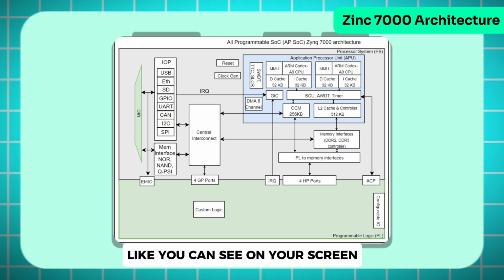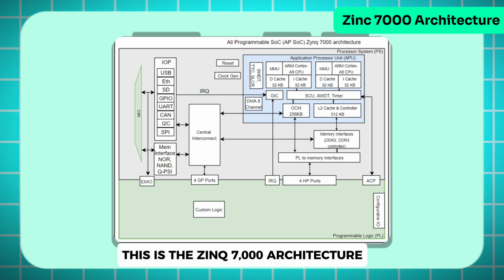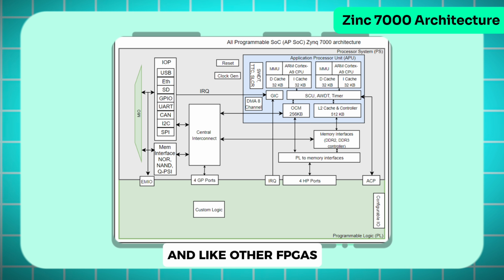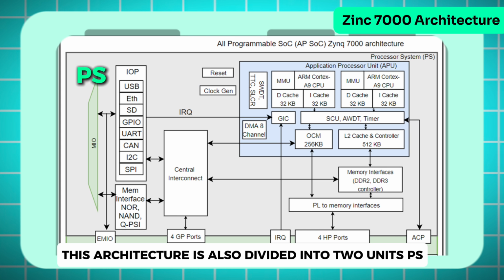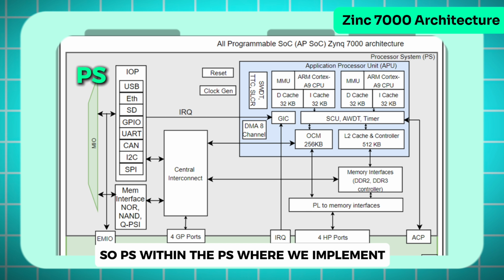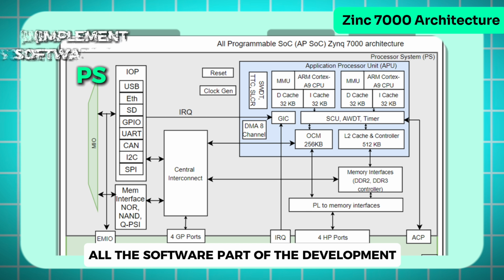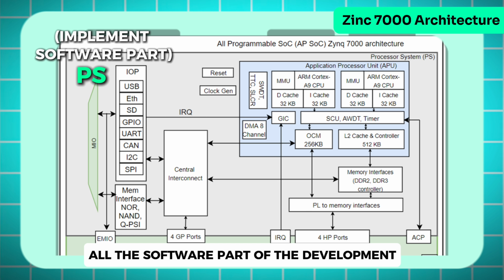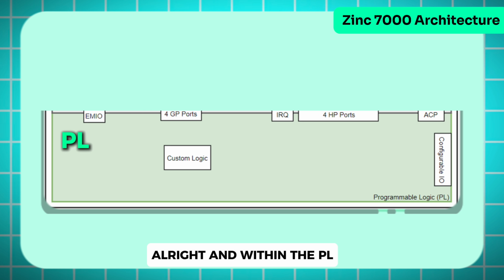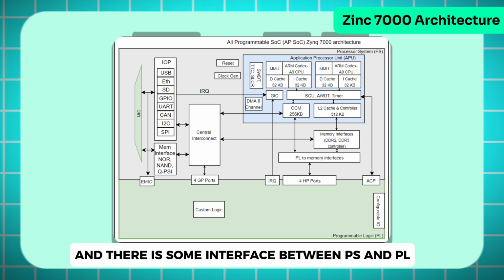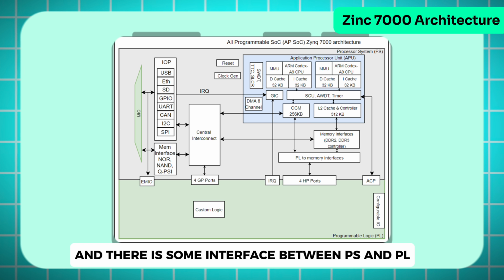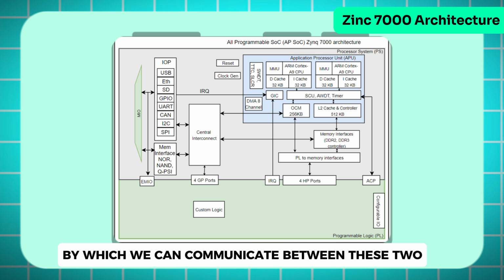As you can see on your screen, this is the Zynq7000 architecture, and like other FPGAs, this architecture is also divided into two units, PS and PL. Within the PS, we implement all the software part of the development, and within the PL we implement all the hardware part or custom logic. And there are some interfaces between PS and PL by which we can communicate between these two.